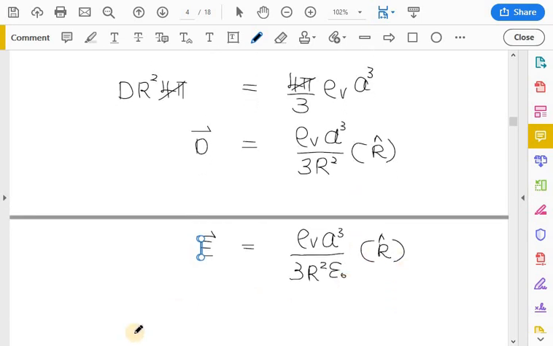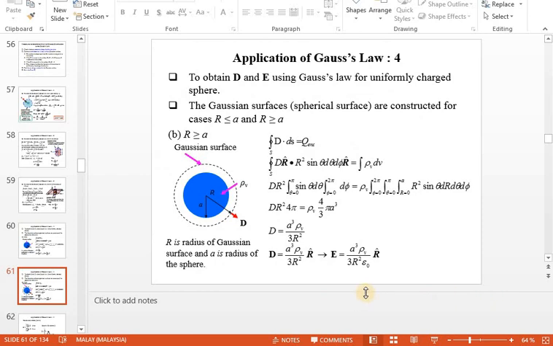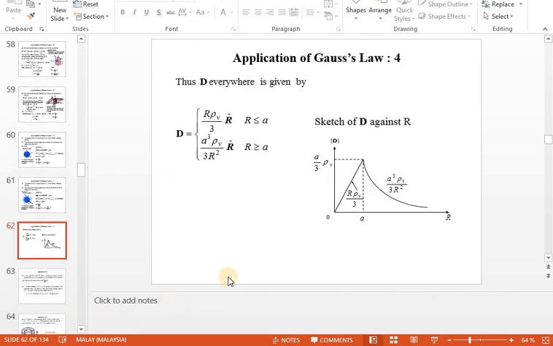Okay, so this is the equation that you get. So we refer back to our slide. For different radius, you will have to use different formula. So you have to decide which formula you want to use.